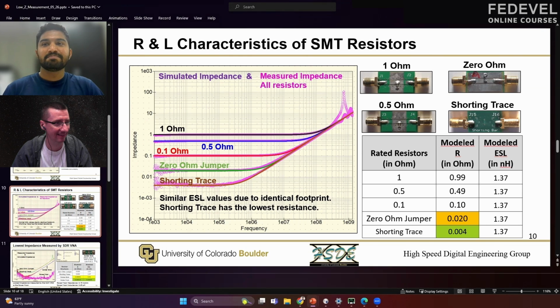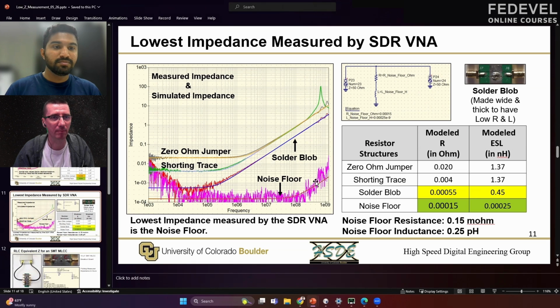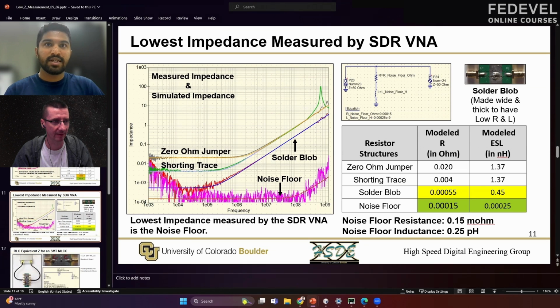Okay. And when we do that, we are going to measure the short, as good a short as you could make. We are going to measure the open. The isolation is the noise floor. But the blob is doing the short, no? Oh yes. The blob is one measurement. So I have 4 measurements here. The first one is the 0 ohm jumper that we have in the earlier slide.